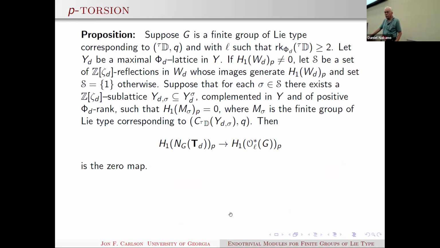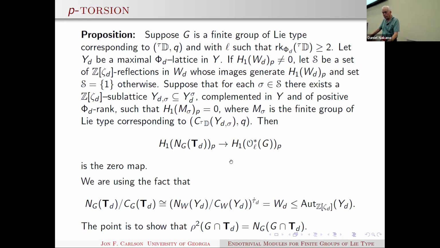Again, you take a finite group of Lie type. You've got this WD. You take a sublattice complemented positive. You take M sigma, the finite group of Lie type corresponding to the centralizer of that thing. Then what you get is that the P part of this, which is now what we're looking for, is a zero map. In other words, in such circumstances, you really don't have any contribution from the P part into this.